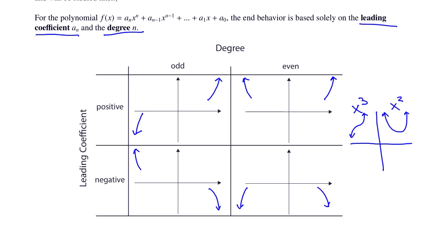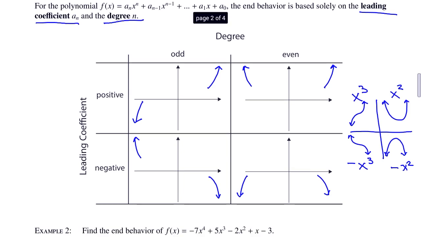The function that has a leading coefficient that's negative with an odd degree is negative x cubed. That's the reflection of x cubed. So it's up on the left and down on the right. And finally, negative leading coefficient with an even degree is negative x squared. It's down on the left and the right because of the reflection of the parabola. So these typical functions will help you remember the end behavior of polynomials. Again, it's based only on the leading coefficient and the degree itself.